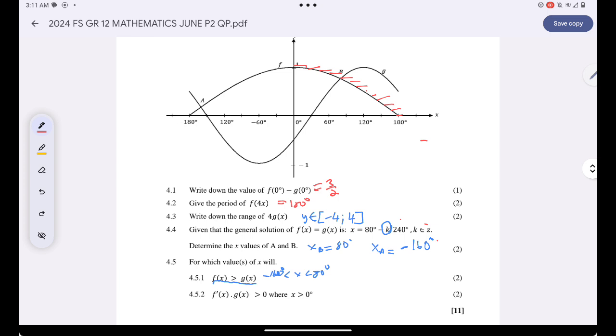For g of x, we're just focusing on y values, not the gradient. Whenever g of x is below the x-axis, g of x would be negative. When it's above the x-axis, it will be positive. Let me use blue. When g of x is below the x-axis, it will be negative. When it's above the x-axis, it will be positive.